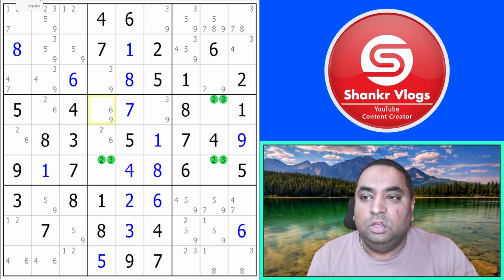Now we will see unique rectangle type 2. How do we identify unique rectangle type 2, and what are the candidates to be eliminated?